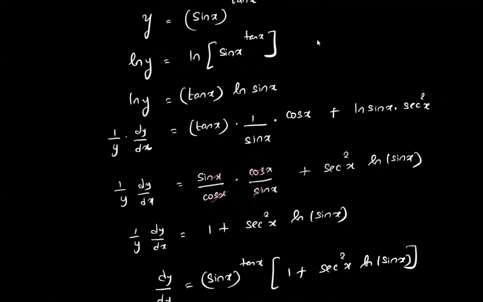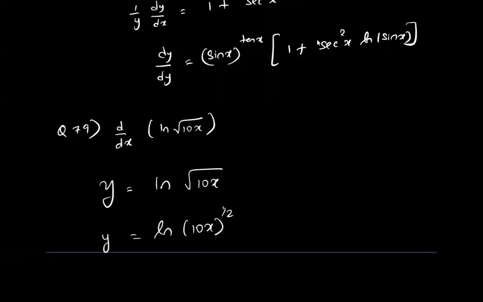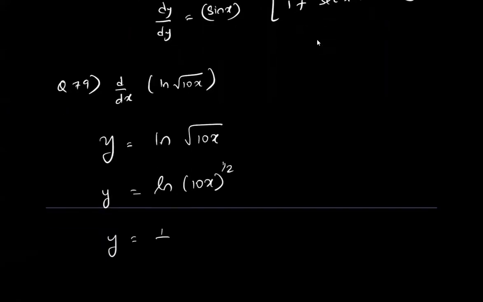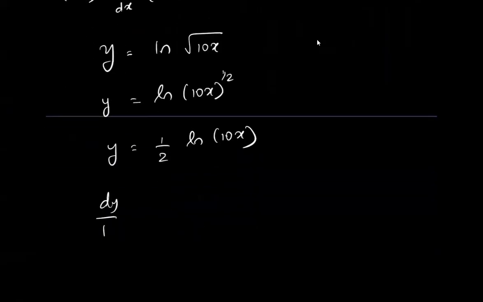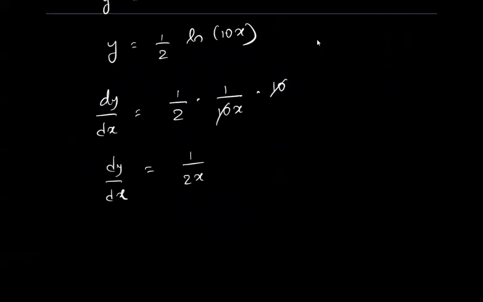Okay, then last problem. My y is ln square root of 10x. Now square root of 10x can be written as 10x to the power of 1 half, and this 1 half can become the coefficient. Now I take the derivative. dy dx is nothing but 1 half times 1 over 10x times 10, which is nothing but 1 over 2x. And that's it.